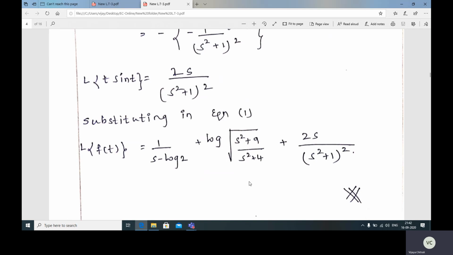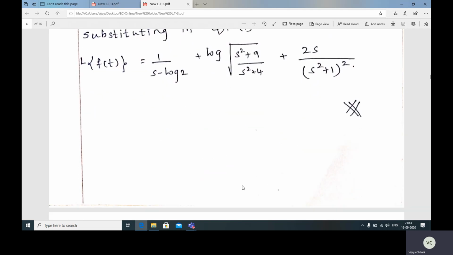So substituting in equation 1, Laplace transform of f of t is equal to 1 upon s minus log 2 plus log of square root of s square plus 9 divided by s square plus 4 plus 2s divided by s square plus 1 raised to 2. So this will be the required answer, right?